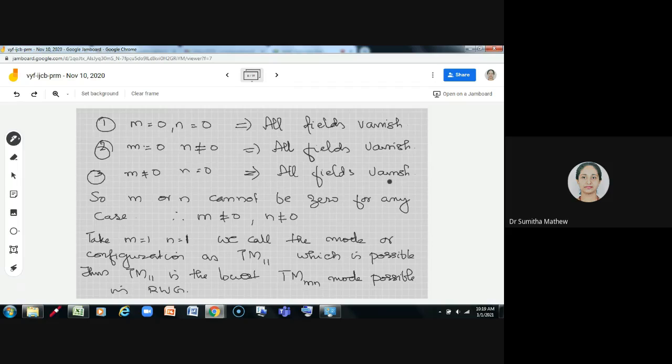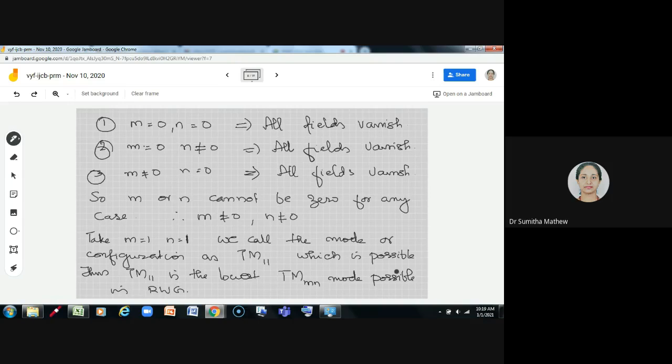So, m or n cannot be 0. We have to start with 1. The first value we start with is always 1 for m or n. This is why, because for m equal to 0, all fields will vanish for any case. Okay. So we take m equal to 1 and n equal to 1, and we call the mode or configuration TM suffix mn, and m equal to 1 and n equal to 1 becomes TM11 mode. So that is the lowest mode possible for TM.